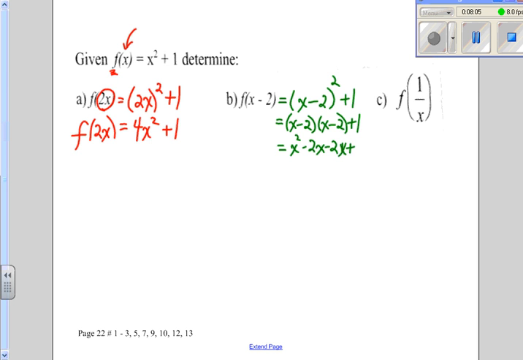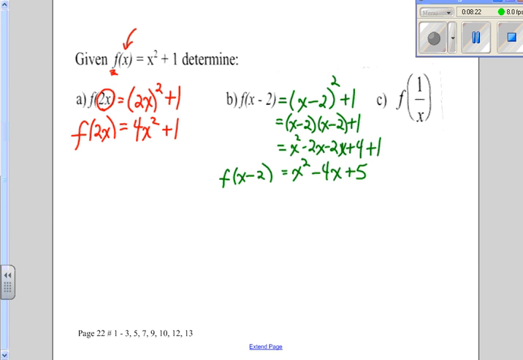Whoops. Like last time. Put that all together. I have x squared. Put my x's in a pile. Put my numbers in a pile. f at x minus 2 is equal to x squared minus 4x plus 5.